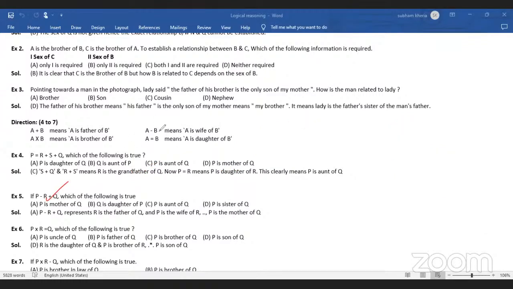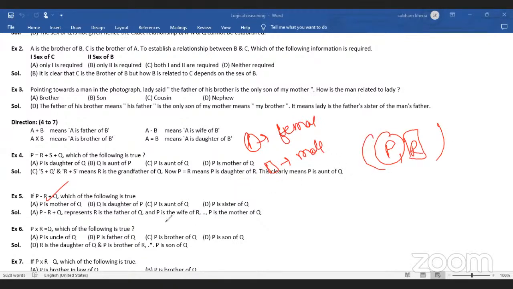P minus R plus Q. P minus R: P is the wife of R. Circle means female and square means male. So this forms a relation. P is the wife of R and R plus Q. R is the father of Q. I don't know Q's gender again. So the first one: P is the mother of Q. Yes, 100% true. Q is the daughter of P? Now this can be true, cannot be true. Q can be son or daughter. P is the aunt of Q. Wrong because P is the mother of Q. P is the sister of Q. This is also wrong. Option A.